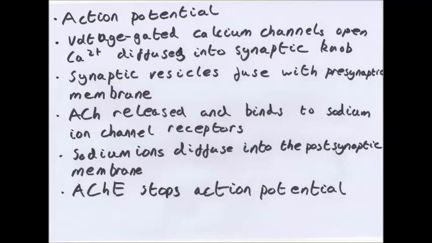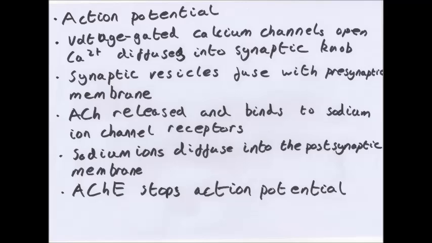Now, the features of the synaptic knob, as I said, were mitochondria, because active transport is needed, so you need ATP. There's also lots of smooth endoplasmic reticulum for creating other substances. We have these vesicles of acetylcholine.